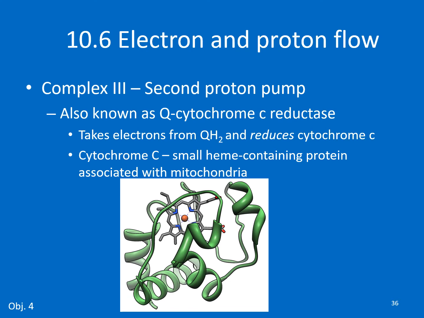So complex 3 is the second proton pump. Its formal name is Q-cytochrome C reductase. Good name. And what happens is it takes those high energy electrons from QH2 and it reduces cytochrome C. So what is cytochrome C? It's a small heme-containing protein associated with mitochondria. You can see a picture of it here.